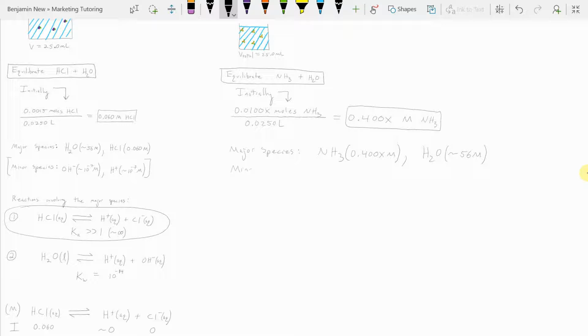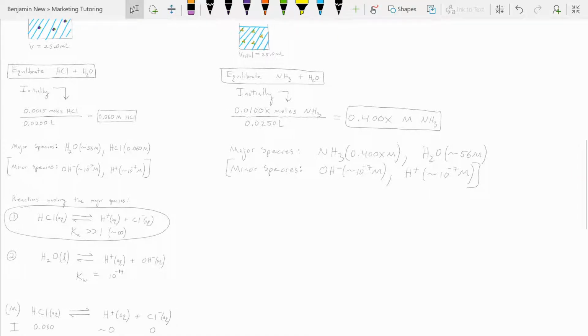Now the minor species. These don't come into play, but it gives you an idea to know that these things are present. It's just that they don't really matter because they're such small concentrations. So we also have, similarly to over on the left, OH minus of about 10 to the minus 7 molar, and also H plus at approximately 10 to the minus 7 molar as well. And again, those come from the auto dissociation of water that's also present in just pure water.